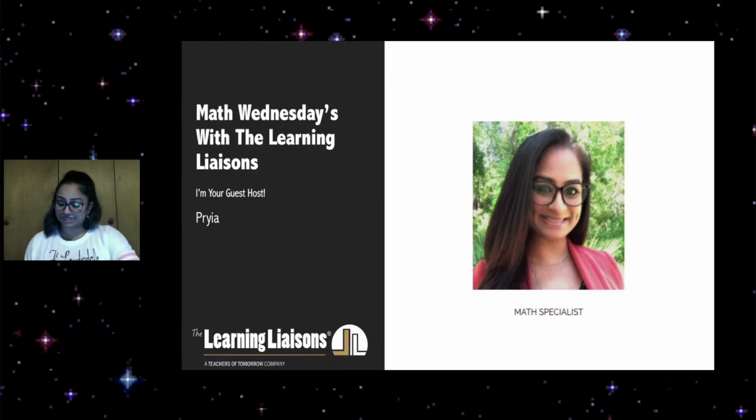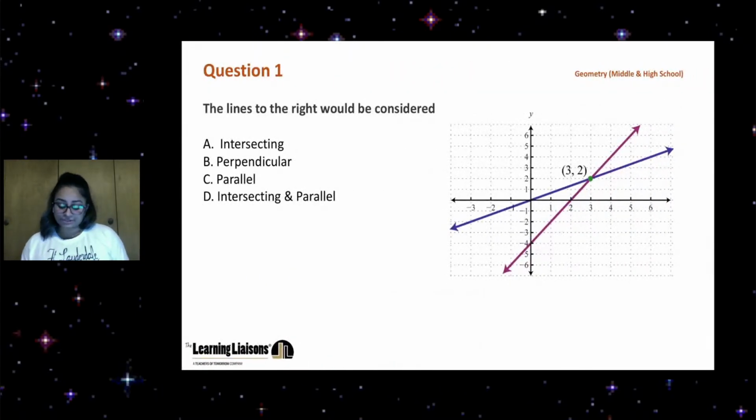So let's get started. All right, question one is definitely a geometry question. We can see that it is a middle and high school level type of question. And before we even look at the words on the page, we notice a lovely graph that they have depicted for us. By just glancing at the graph, we notice that there are two lines. They have some type of intersection because they are crossing, and that intersection point happens to be (3, 2).